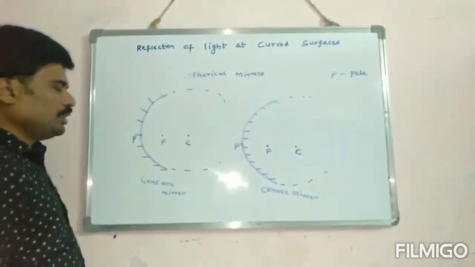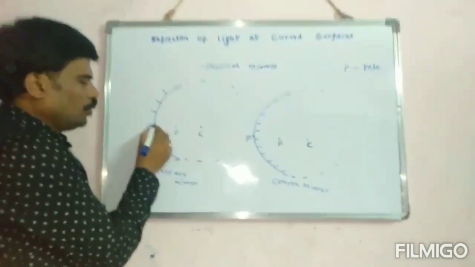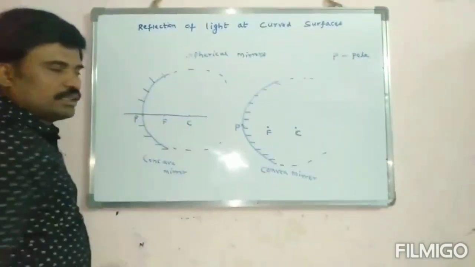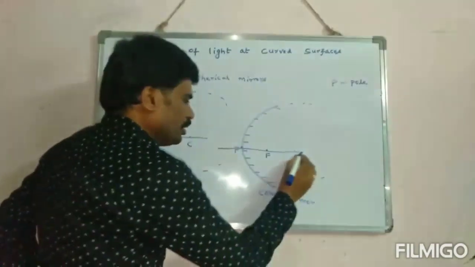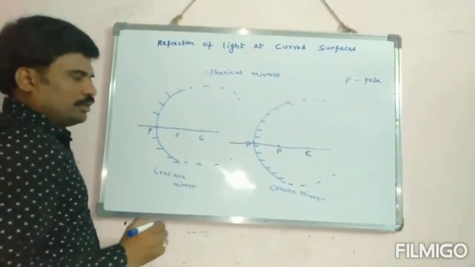The next term is principal axis. The line joining the pole, focus and center of curvature, we call the principal axis. Here also you can see.